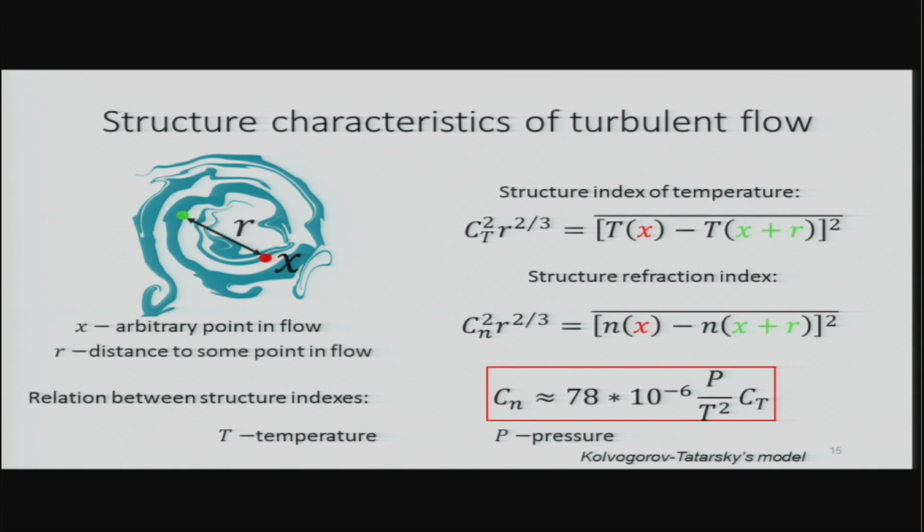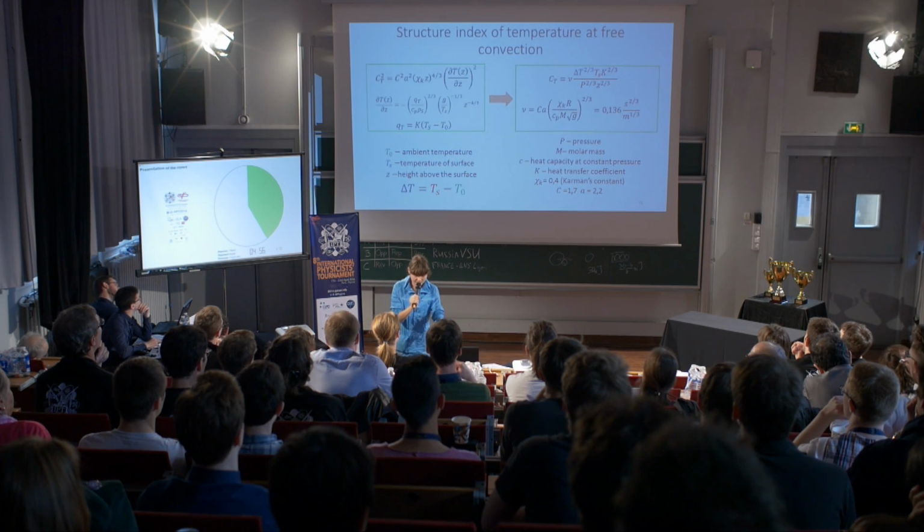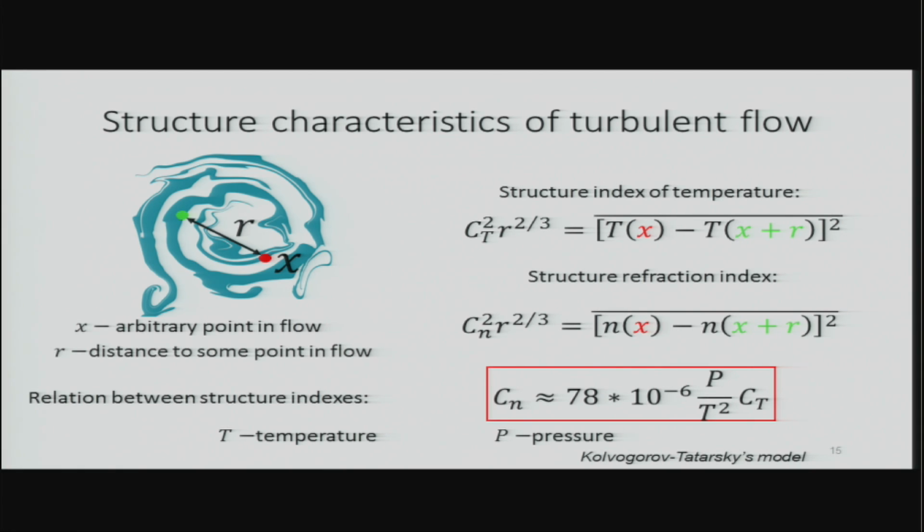We decided to use the Kolmogorov-Tatarsky model to describe the turbulent flow. We used the structure characteristics of the flow, which are based on the 2/3 law by Kolmogorov, and the structure characteristic describes what is the difference between two close points of the flow in the turbulent flow on average. You can see that there is a quite simple relation between the structure characteristic of the refractive index and the structure characteristic of the temperature.